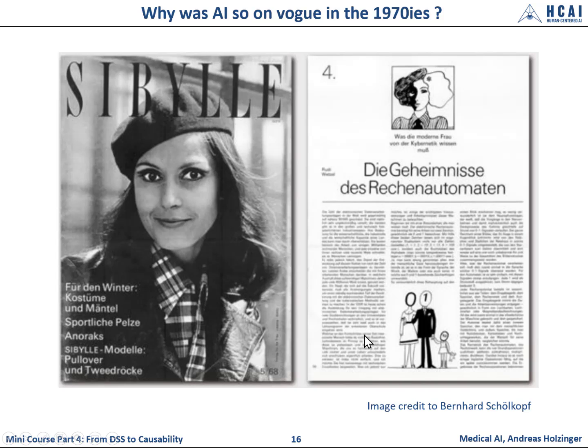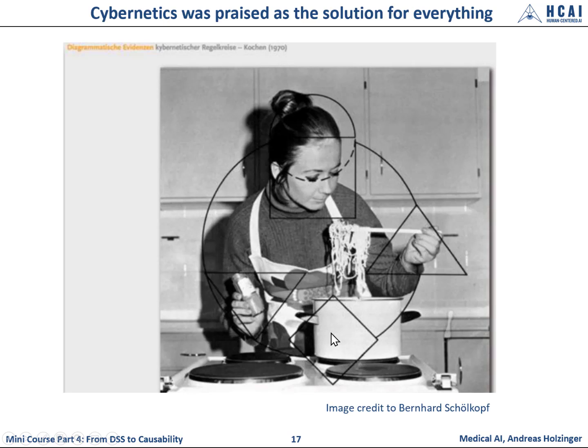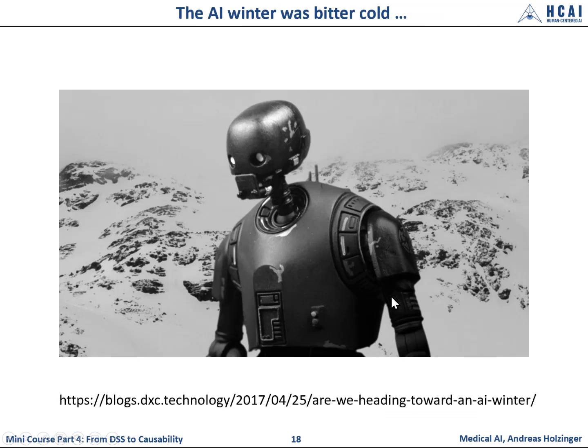And therefore, I'm showing this to you so that you always recognize that this is working on computational machines. Cybernetics was the name of this at this time, and it was praised as the solution for everything. Here, an image from 1970, where you have cooking as a cybernetic principle. Unfortunately, the AI winter was then bitter cold, so we rapidly lost interest due to the unsuccessful approaches, and then we were faced with a deep, bitter cold winter.